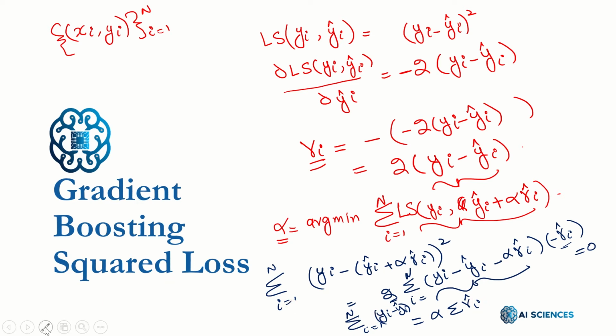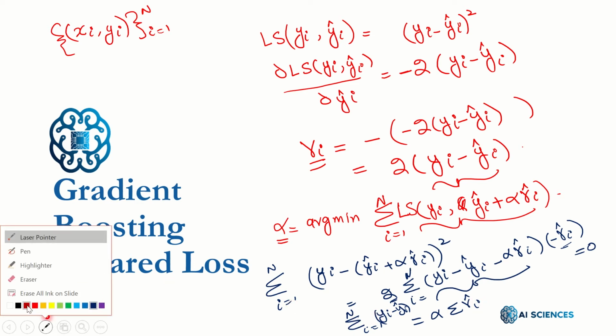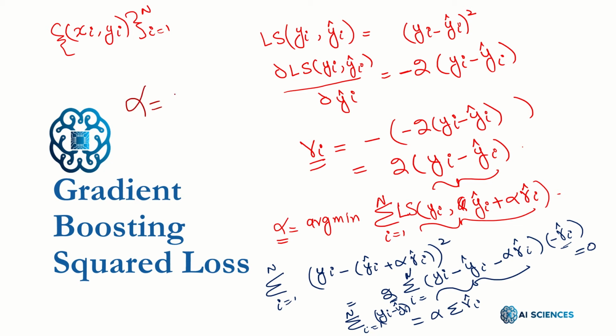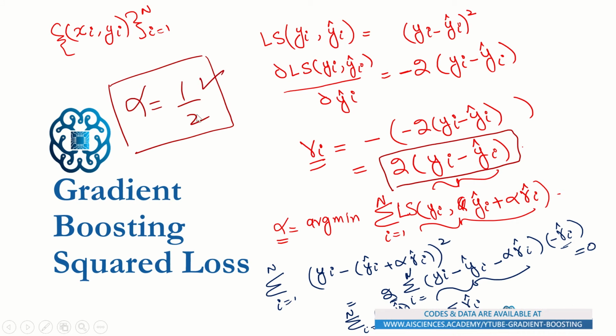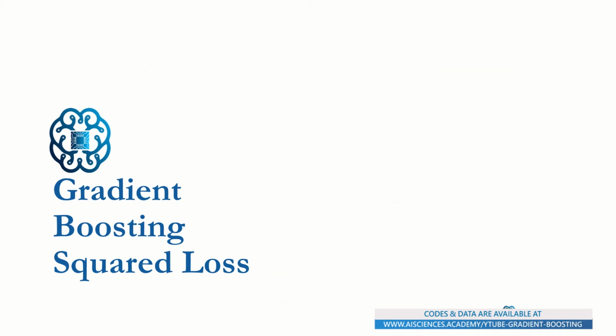So the optimal value for alpha in the case of least square error is 1/2. Every time, the best alpha can be found as 1/2. Now we know that the residuals can be found with this formula, and in least square the alpha is just 1/2. Now we are ready to write our algorithm using this squared loss, and you will see the algorithm is very simple. Let me write it.